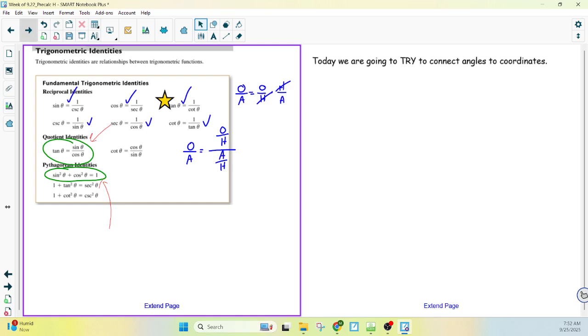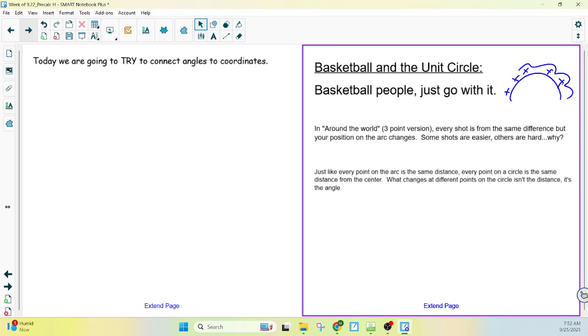So that's exciting. Okay, so let's talk a little bit about basketball. If you play basketball, just kind of go with it. We know this game around the world, and every shot is from the same distance. This shouldn't say difference. It should say distance. But is every shot the same? Is a baseline 3 as simple as one at the top of the key or one at an angle? You would say the shot is kind of different. Agreed? But the distance to the basket is the same, generally.